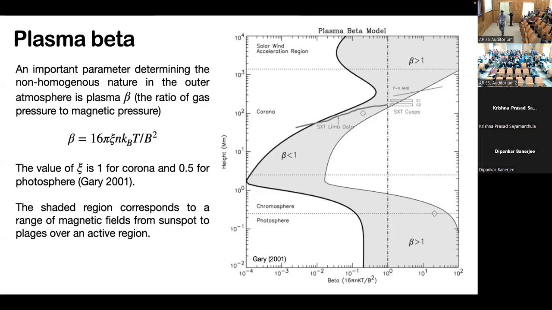So B square by 8 pi, I think you will know in the MHD class. You will get to know why B square by 8 pi is the magnetic pressure. I think tomorrow is the class, right? Yeah.